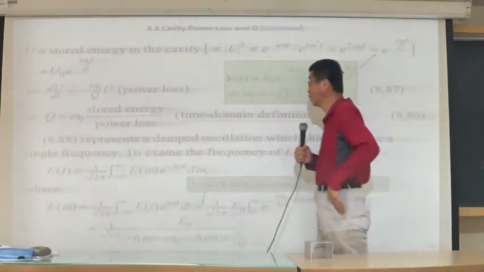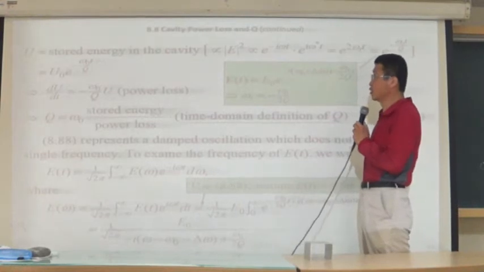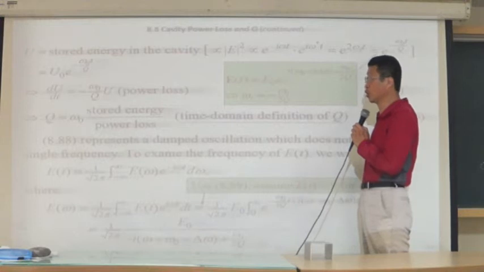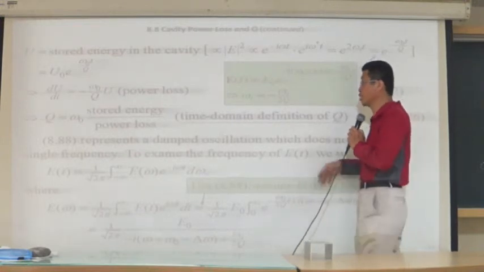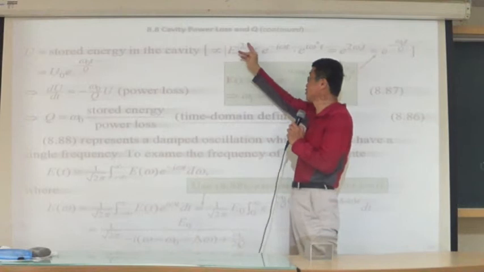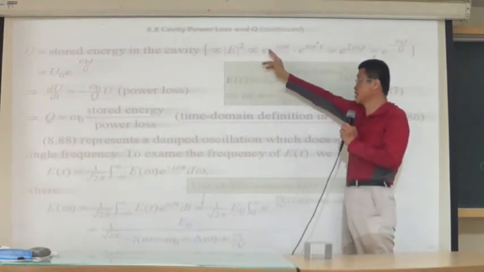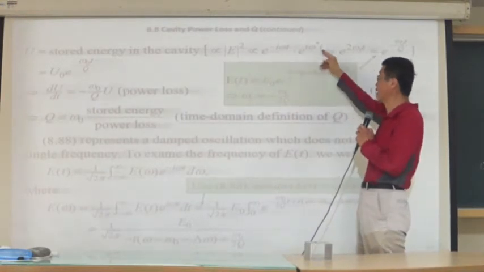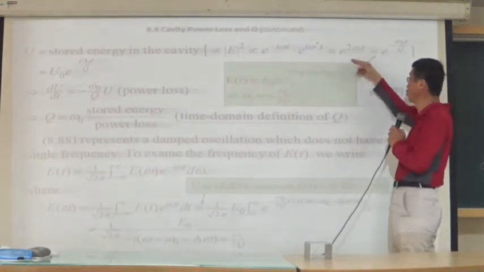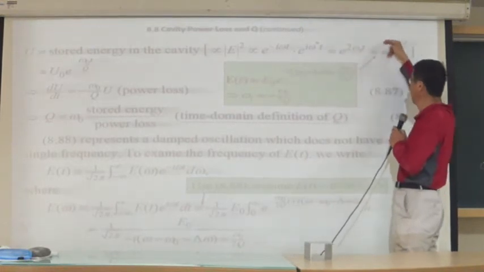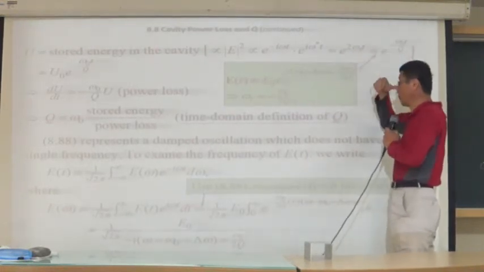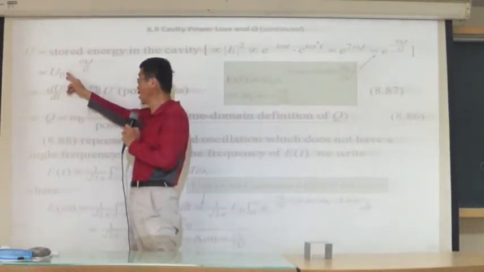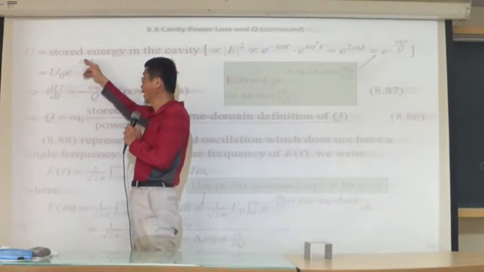So let me write the total energy. Total energy stored in the cavity. We use the notation U, stored energy. It's proportional to the E field squared. So E squared is E times its complex conjugate, so eventually we get two imaginary parts. So it will be an exponential decay. The energy will depend on the initial energy and an exponential decay.